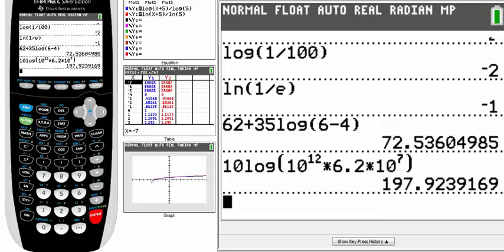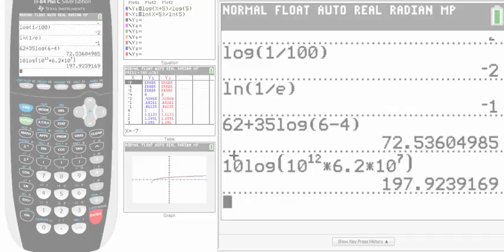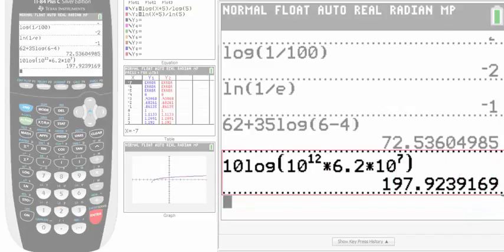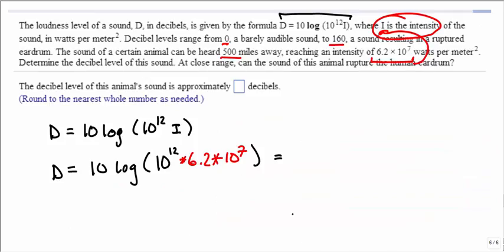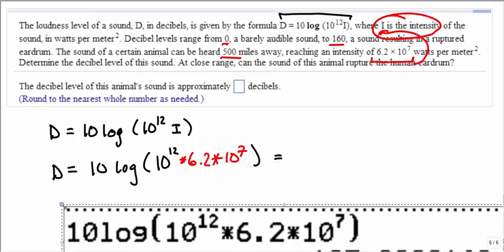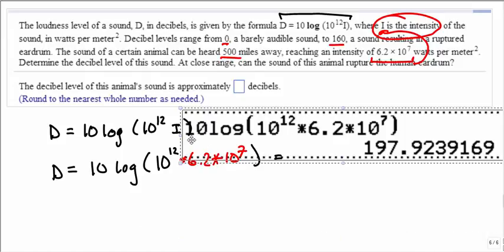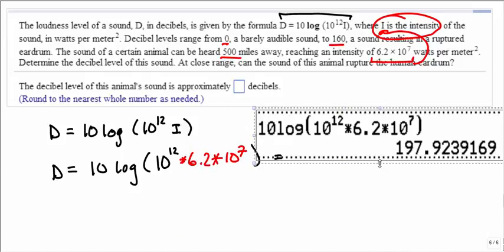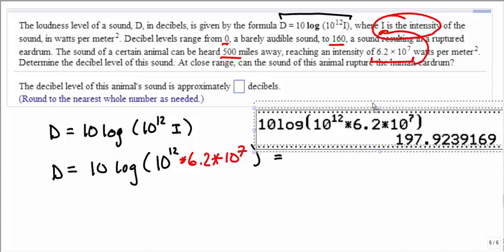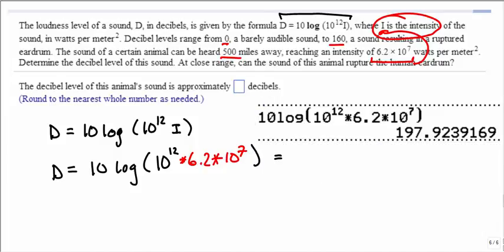So it looks like my decibels, well, they're huge. 197. So not like at 160 you can burst your eardrum. So let's double check that. Now let's look at the directions that we have here for rounding. It says round to the nearest whole number. So if we took 197.9, it wouldn't stay 197. The 0.9 would raise the 7 to an 8. So what we would have here then is 198 decibels.